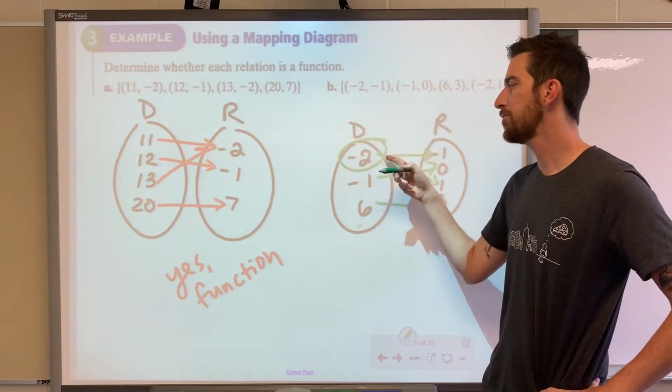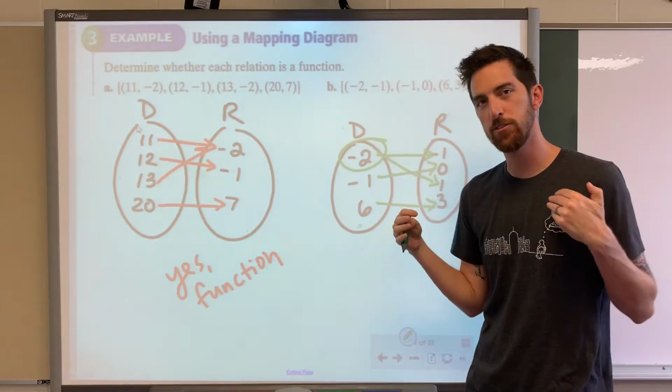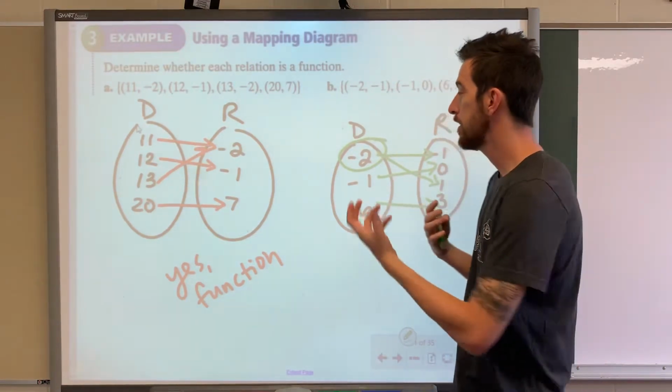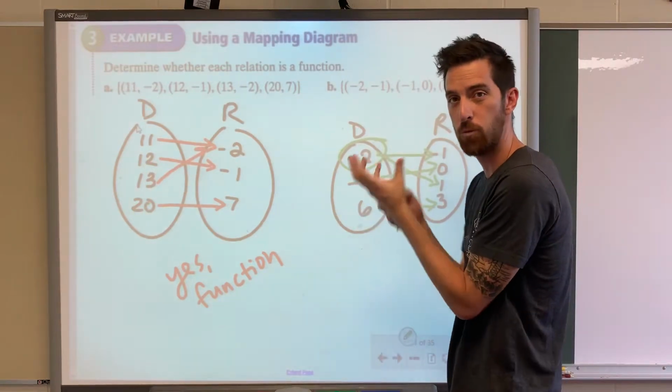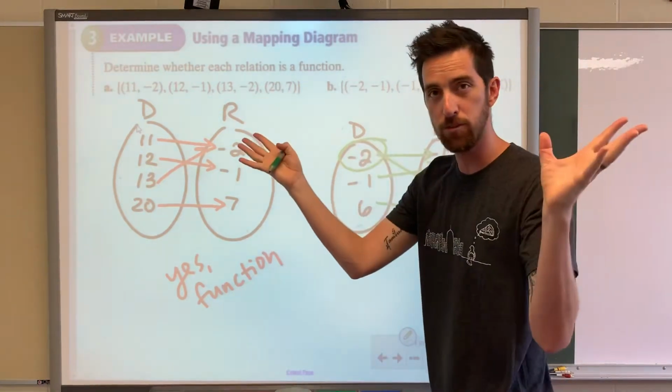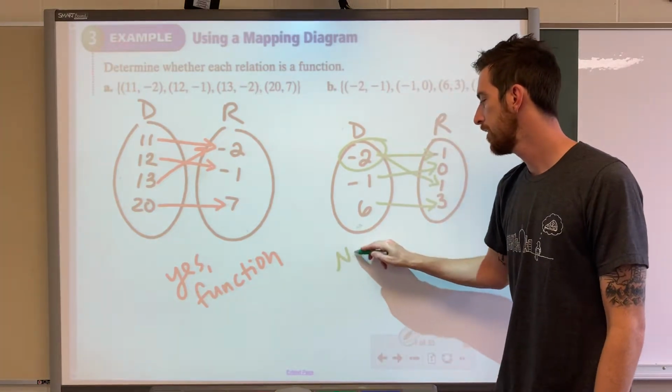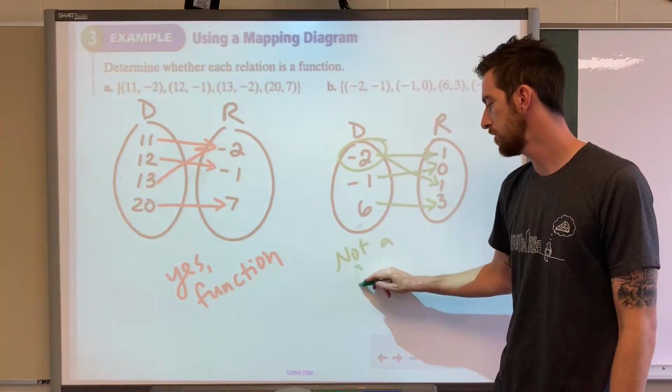You cannot have 2 arrows coming off of a domain value. Again, this means function is like an equation. Can you put in -2 into one equation and come out with 2 different answers? Not possible. So we would say, not a function.